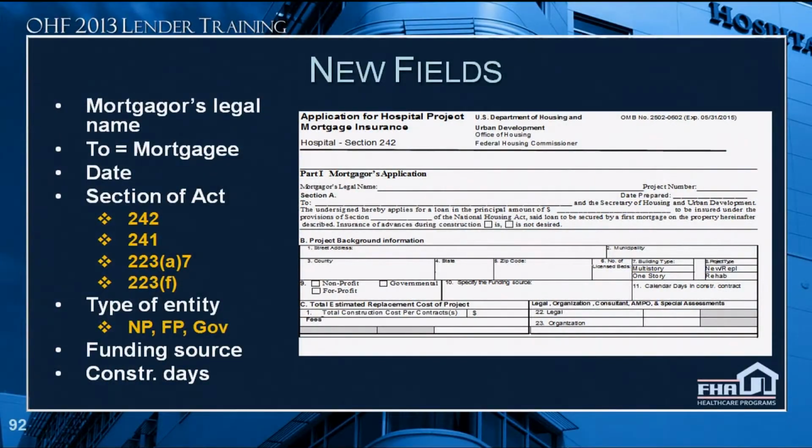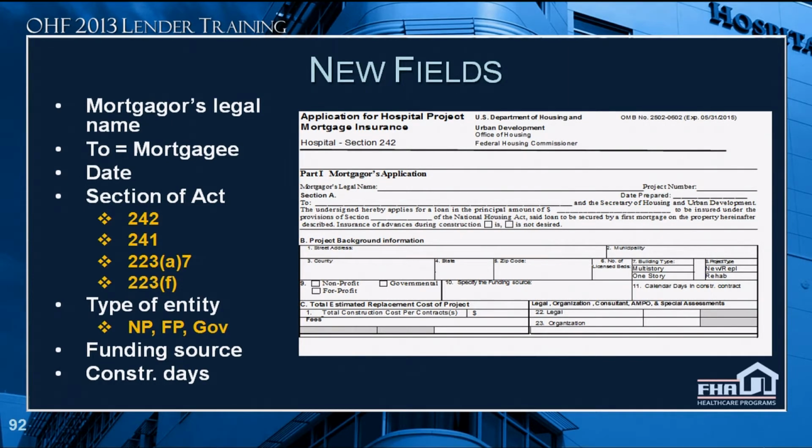Section of the act. You used to have one little space to try and squeeze it in, so we've added more room. Tell us right there if it's a 242, or a 241 pursuant to 242, or a 223F. That makes a difference on the MIP and the fees. So we're asking for that information right there.